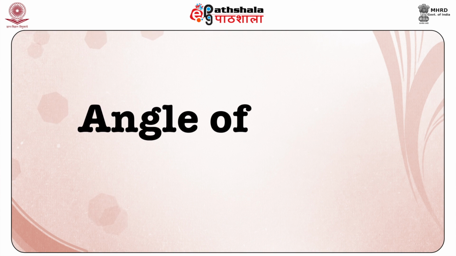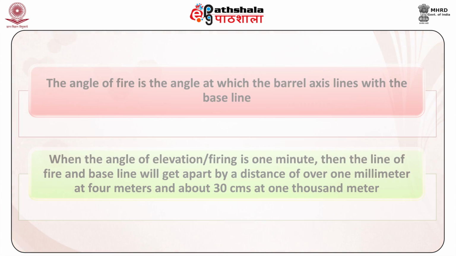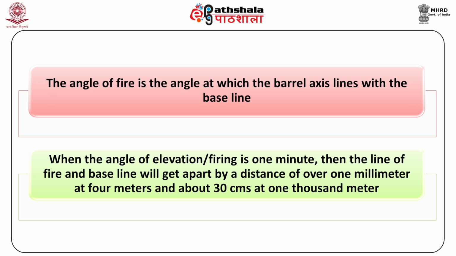Now, dear students, let me tell you about the angle of firing. The angle of fire is the angle at which the barrel axis lines with the base line. When the angle of elevation or firing is 1 minute, then the line of fire and baseline will get apart by a distance of over 1 millimeter at 4 meters and about 30 centimeters at 1000 meters.